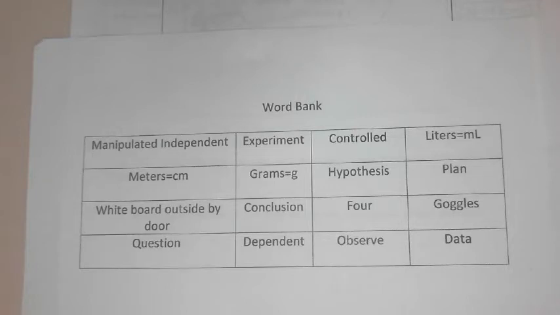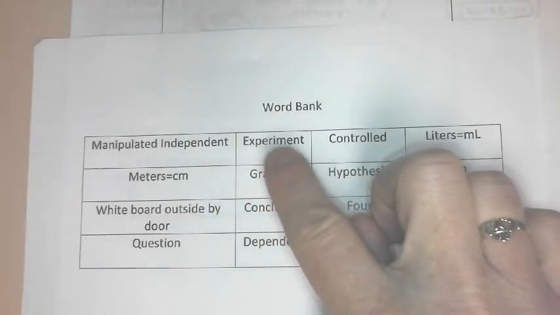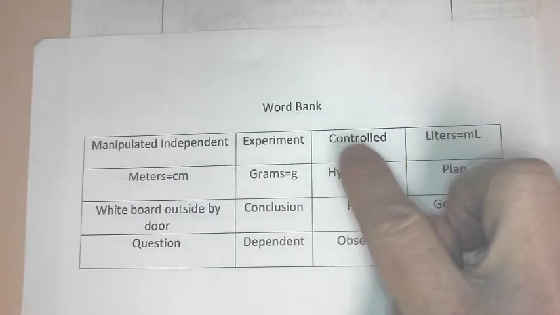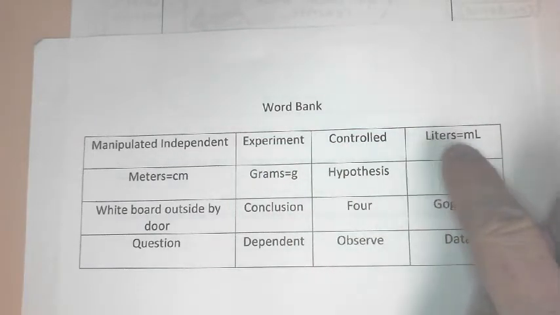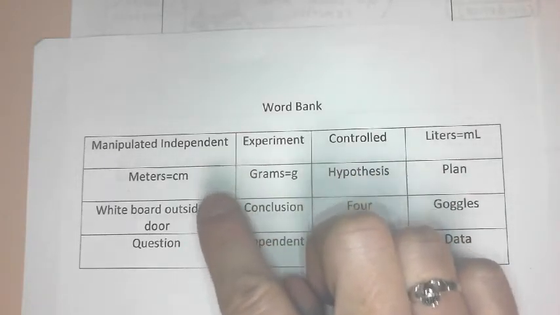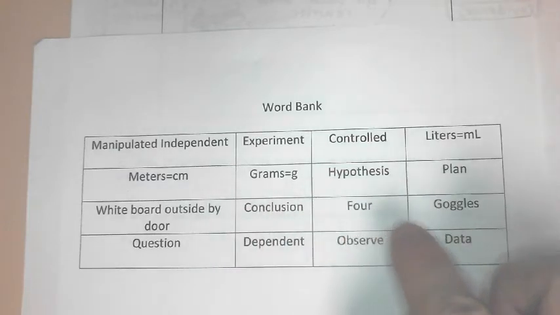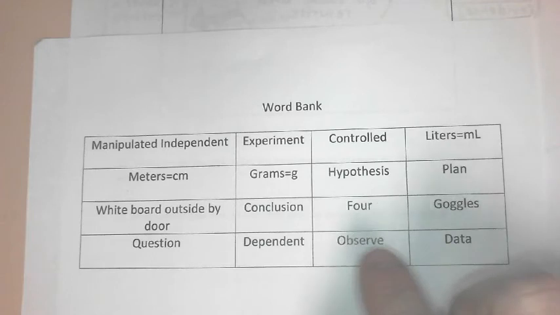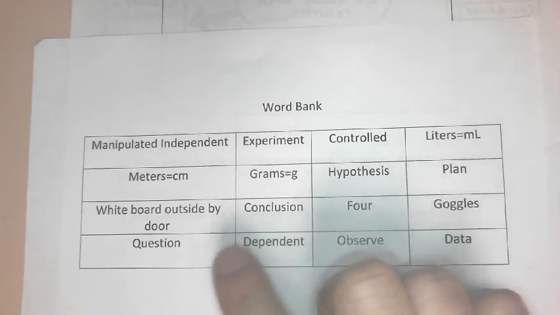Word bank. Manipulated, independent variable, experiment, controlled, liters equal milliliters, plan, hypothesis, grams, meters, centimeter, whiteboard outside by the door, conclusion, four, goggles, data, observe, dependent, question.